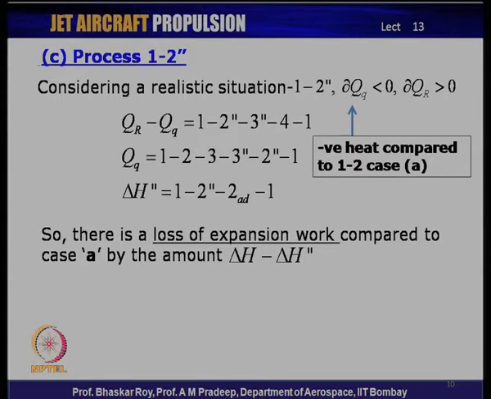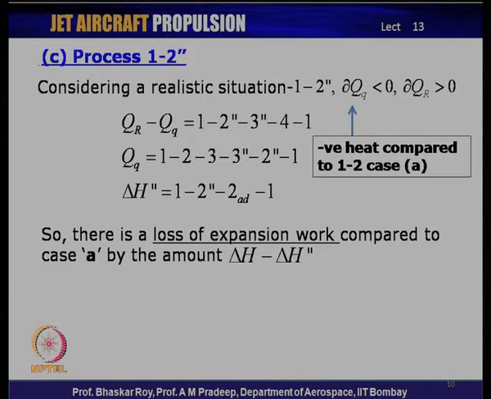Now, this is a realistic situation in most of the modern jet engines, because most modern jet engines are indeed slightly cooled, essentially to increase the life of the blades. In this process, as we can see, a negative heat is applied, that is, delta Q is now less than 0. However, there is always the possibility that delta Q r, that is the internal heating due to friction and other things, would always be more than 0.